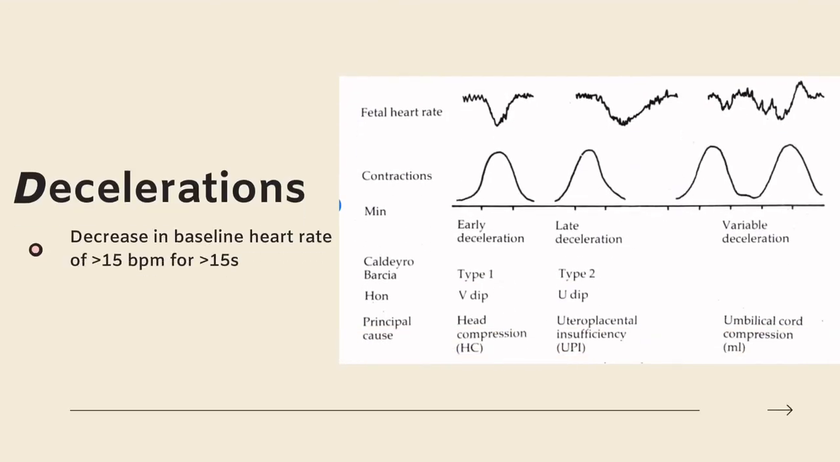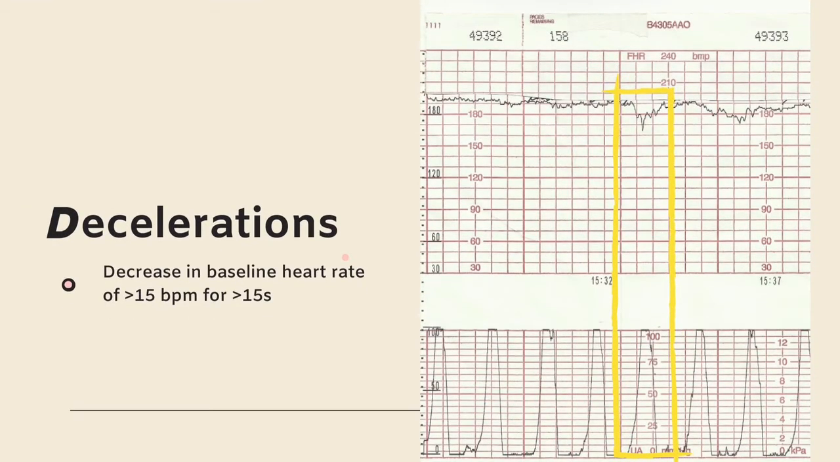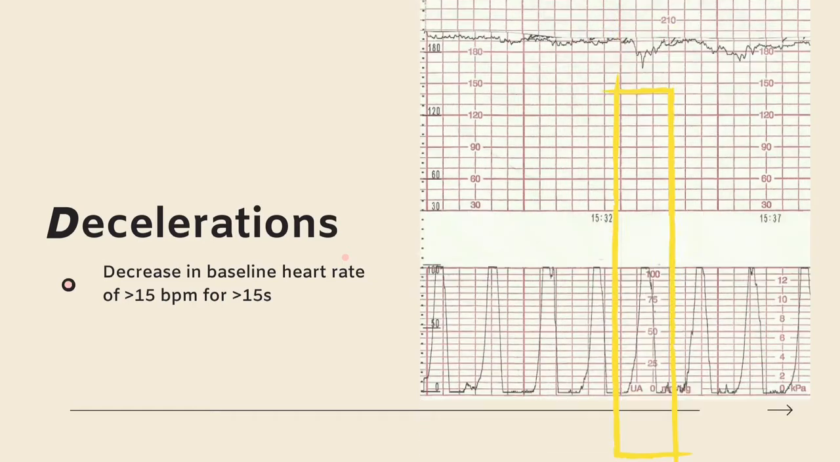For decelerations, it's the decrease in baseline heart rate of greater than 15 BPM for more than 15 seconds. So it is classified as early decels, late decels, variable decels, and prolonged decels. For the same CTG tracing, we can classify a variable decel to as low as 165 BPM with a pickup of baseline in 30 seconds.